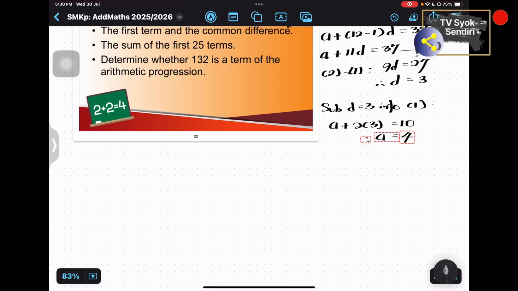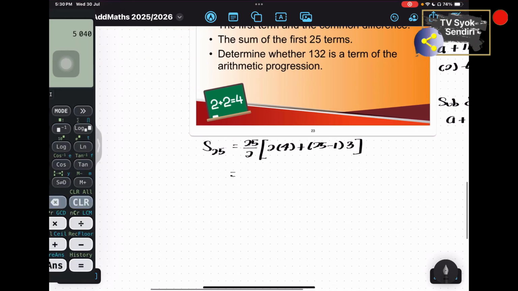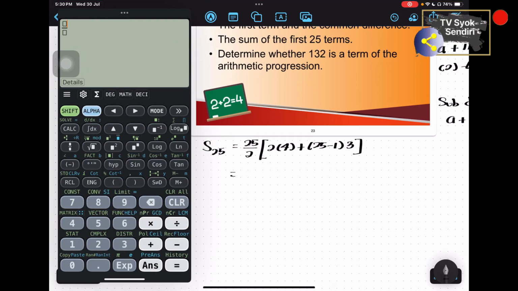Okay. Next one, the sum of the first 25 terms. Yeah, the sum of the first 25 terms. So I'm looking for S25. That is 25 divided by 2, in the bracket, 2 times A, my A is 4, plus (n minus 1) multiplied by D. Close it up. Next one, just need to press into your calculator.